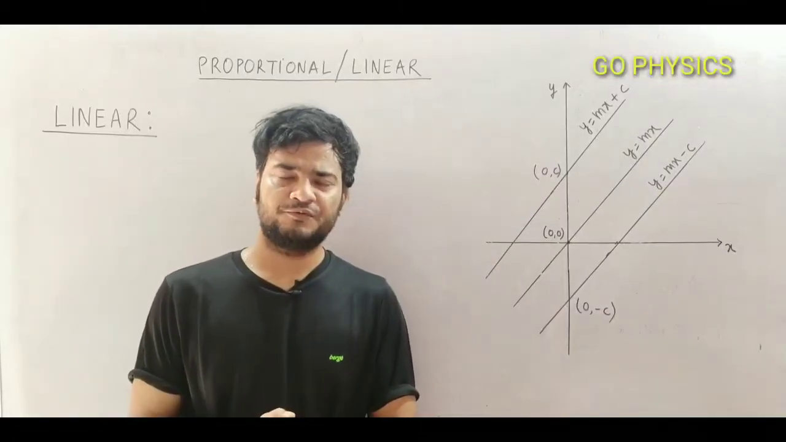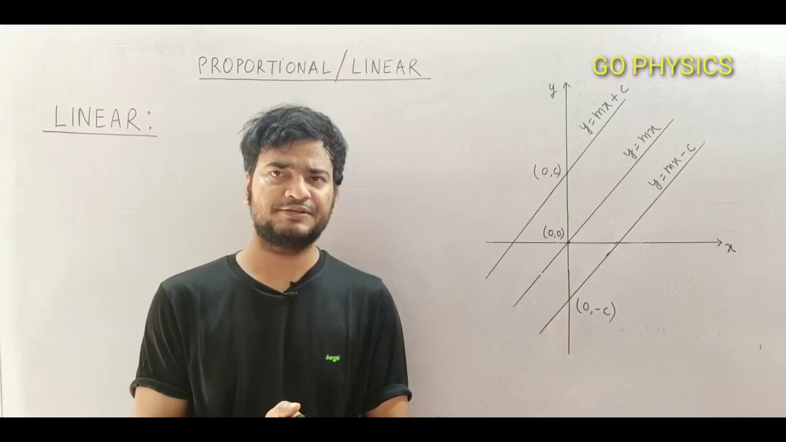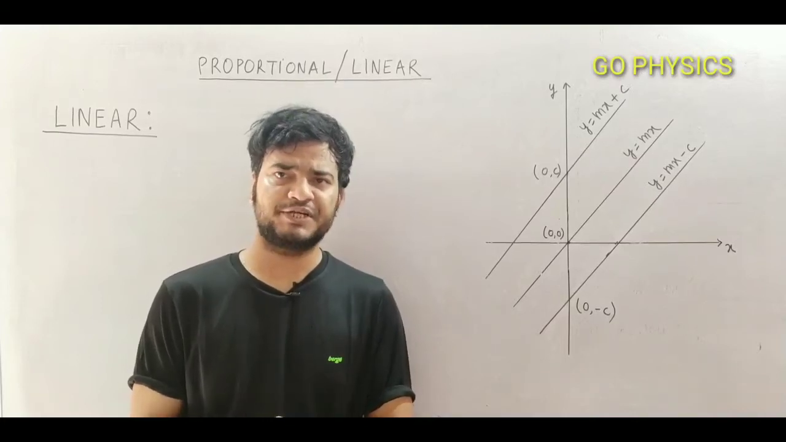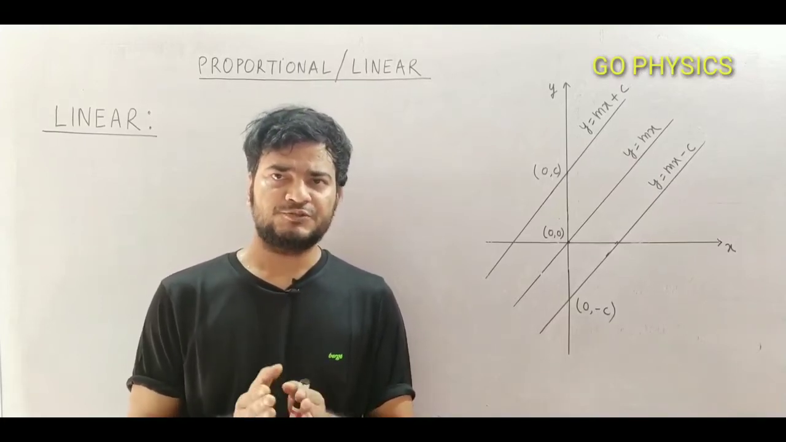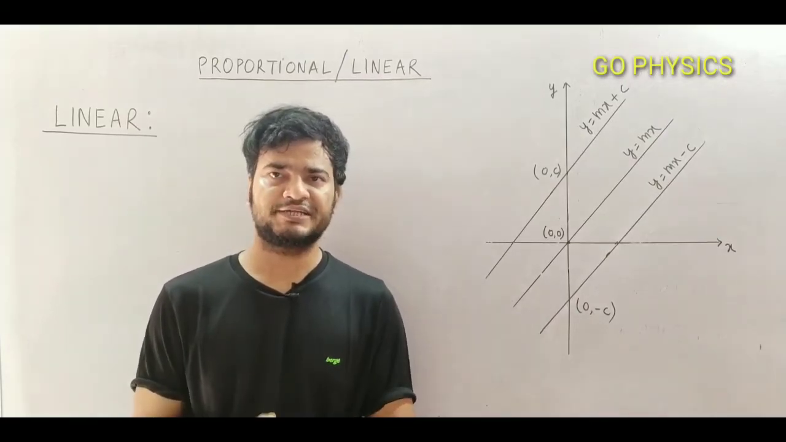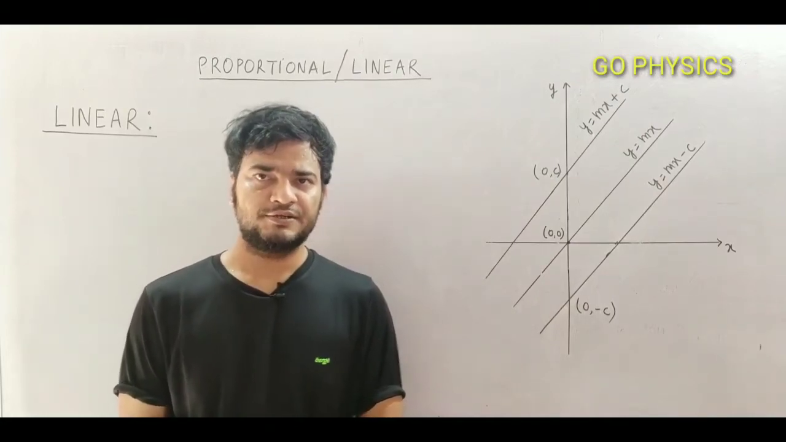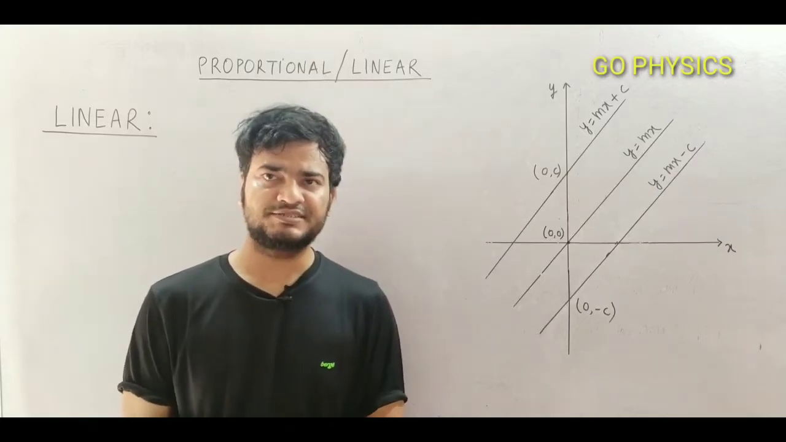In physics, we often come across linear relationship between two variables and proportional relationship between two variables. Students are usually confused between the two. So in this lesson we will see when the relationship between two variables will be linear and when it will be proportional. So first we will see linear relationship.